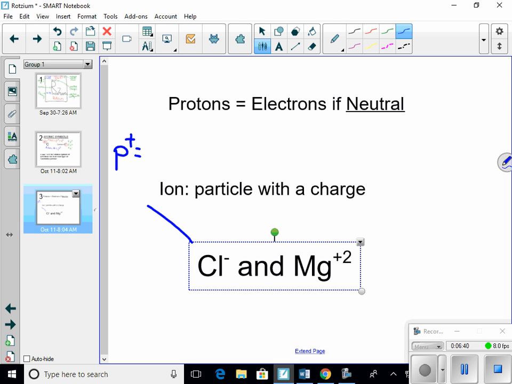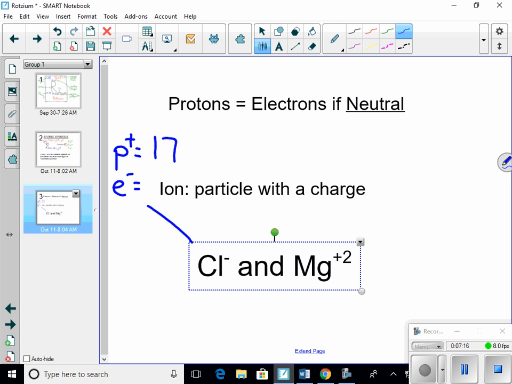Kate, can you find chlorine? 17. Electrons. Electrons are negative particles. If chlorine has a minus 1 charge overall, which by the way we usually don't write down the 1 part if it's just a negative 1. If it's more than negative 1, if it's negative 2 or negative 3, then yeah, we would write down that number. If chlorine has a minus 1 charge overall, does it have more positive protons or more negative electrons?